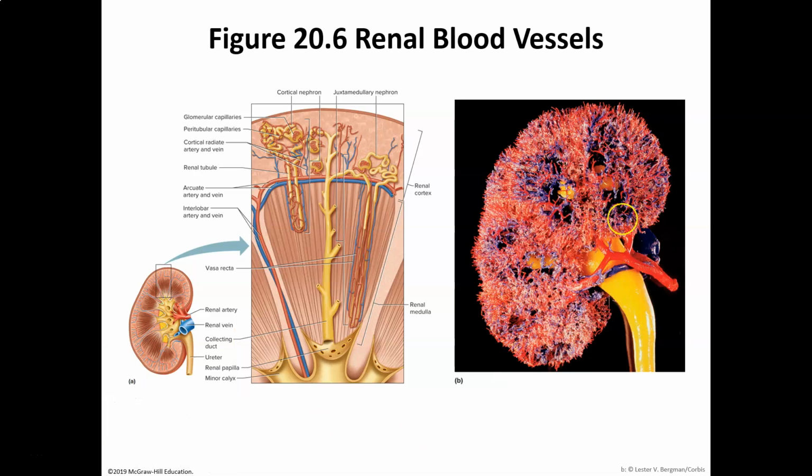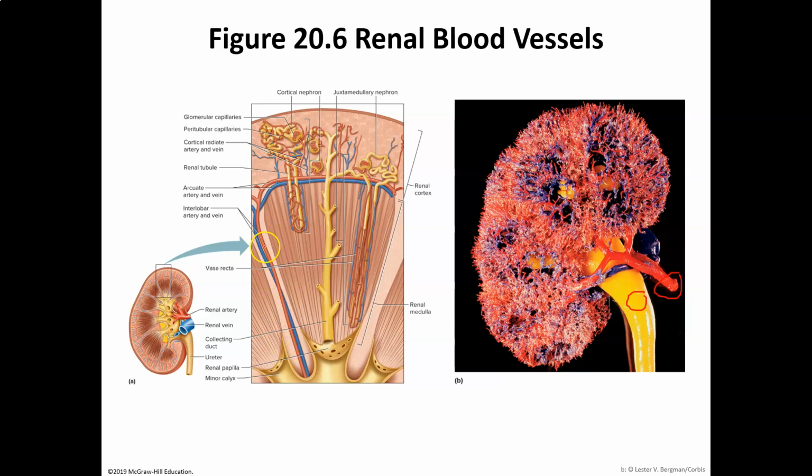So over here you have a cast model. This is a plasticized model of the kidney. The yellow thing over here, that's the ureter. The red thing, of course, is the renal artery that's bringing blood into the kidney. And then you have the renal vein that is taking blood out of the kidney.